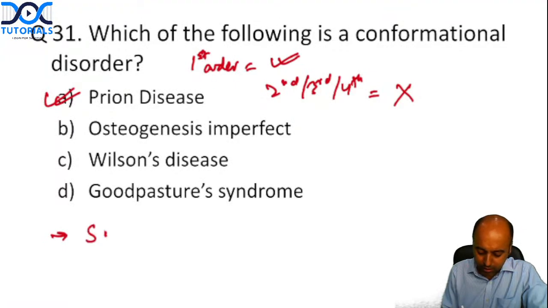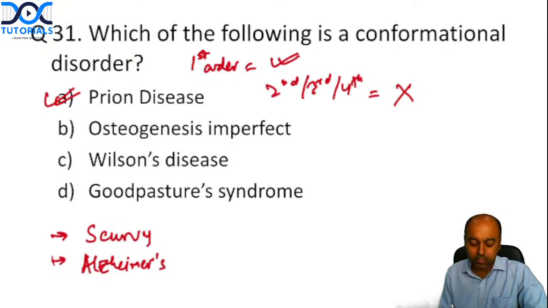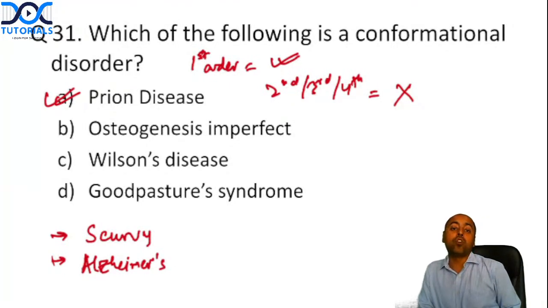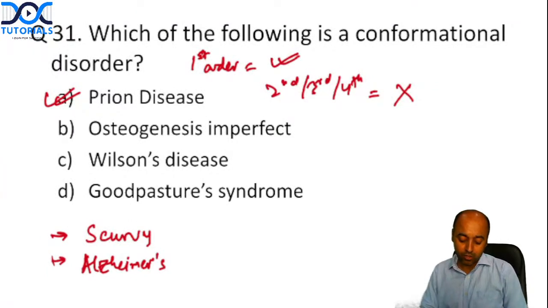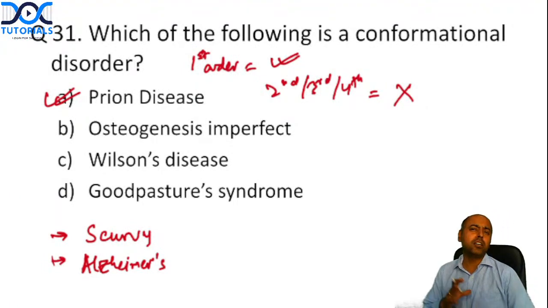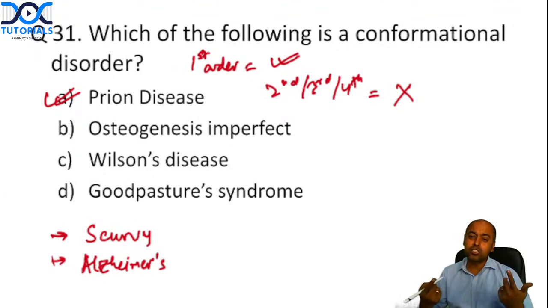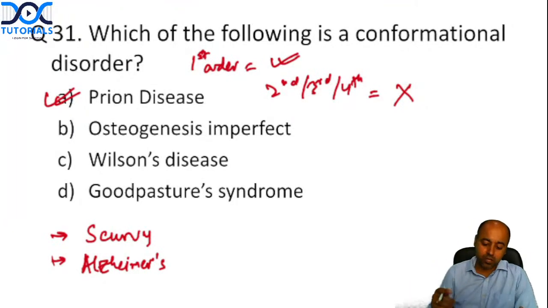Others will include scurvy and Alzheimer's. These are other examples of conformational disorder. In the other conditions, B, C, and D, the protein structure is getting affected, but the primary structure may also be defective there. Or in case of Goodpasture syndrome, there is cross reactivity, an abnormal immune response.